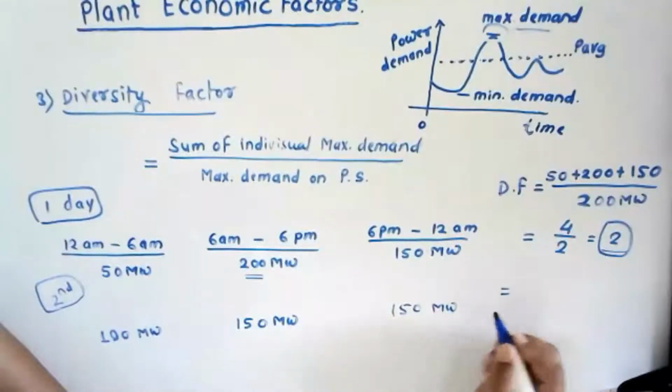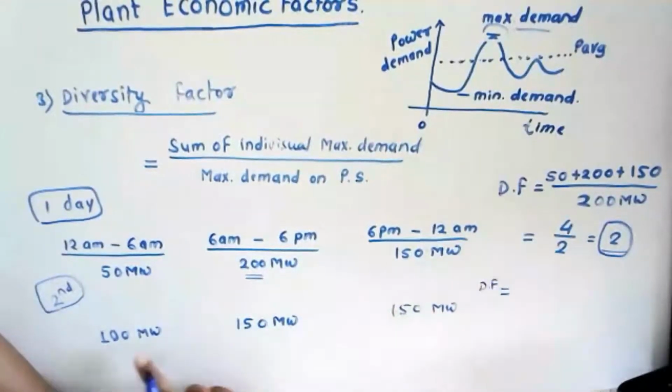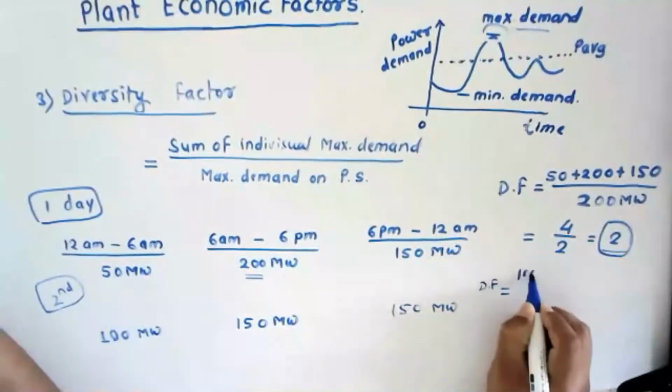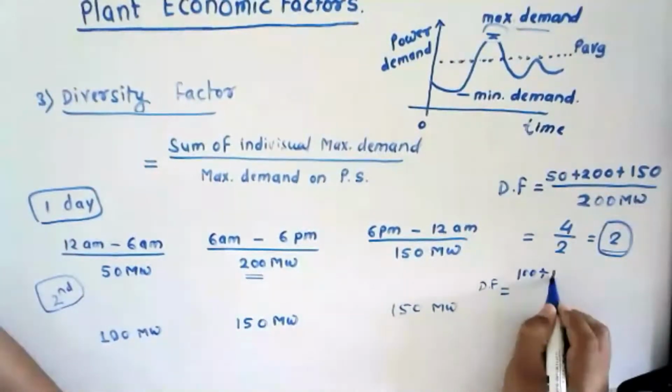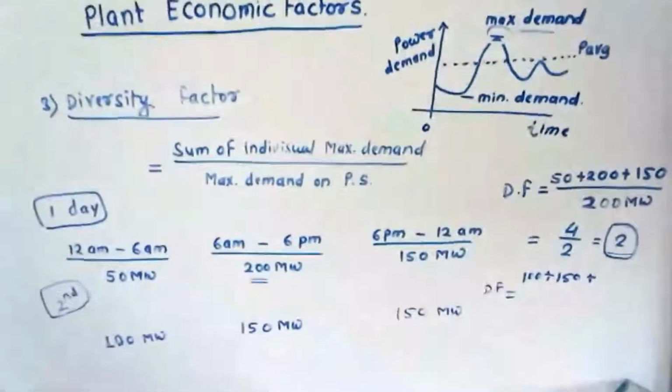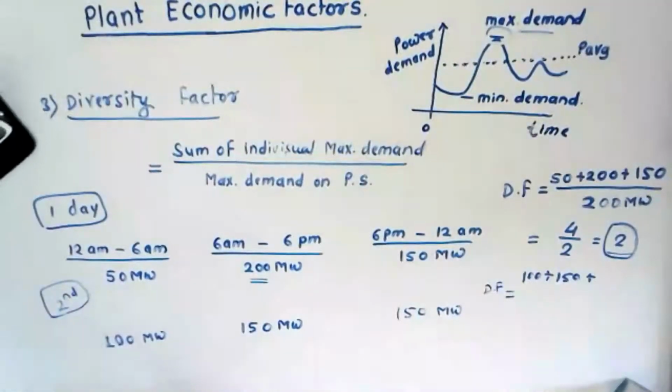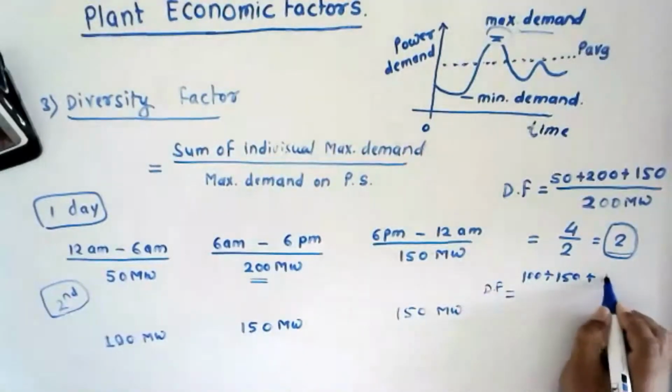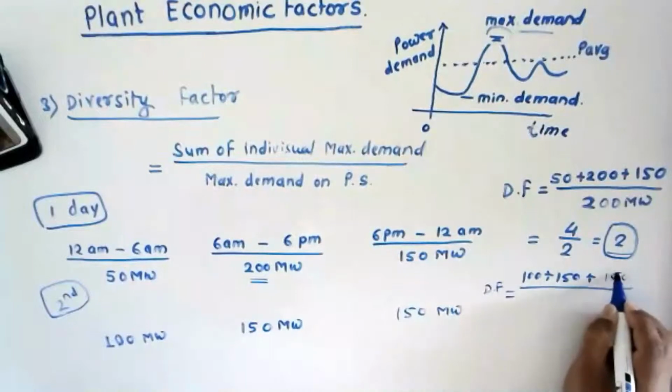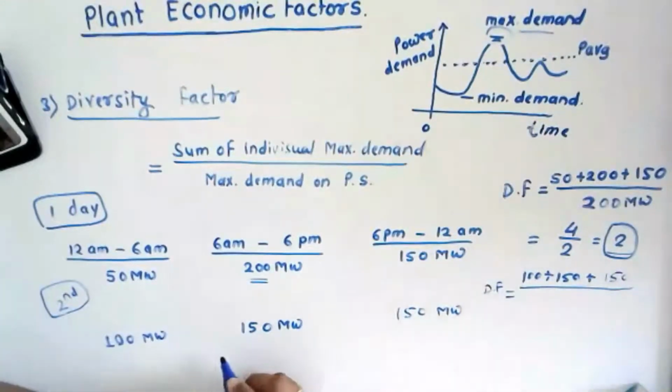So for the second day, I am going to do the same thing. Diversity factor is the sum of all the individual maximum demands, 100 plus 150, divided by the maximum demand on the system. Now what is the maximum demand on the system for the second day? 150 megawatt.